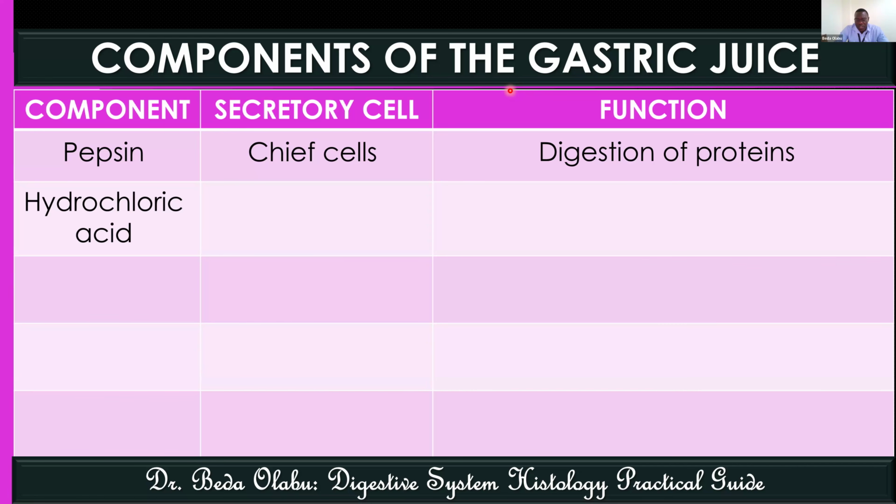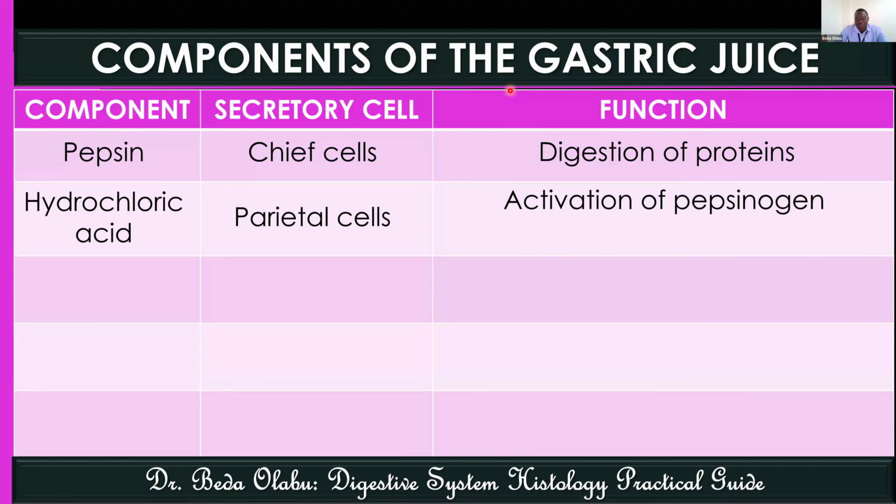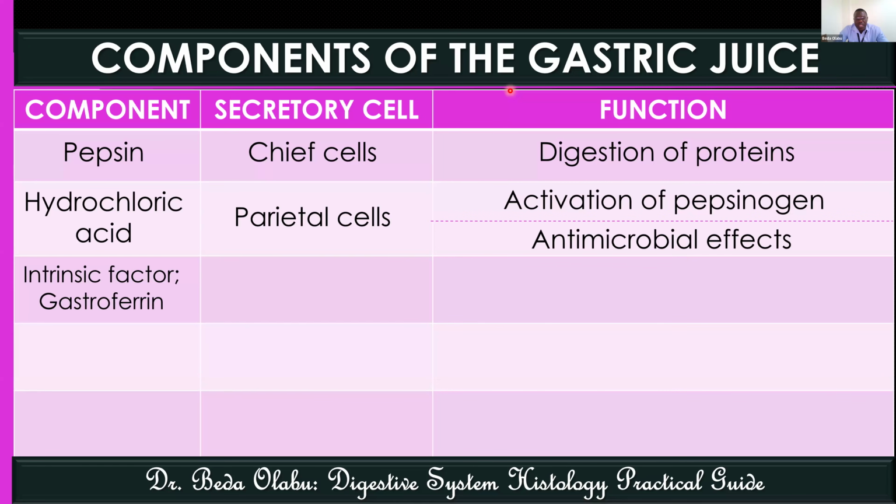The acid of the stomach is in the form of hydrochloric acid. It's produced by the parietal cells. The role of the acid is to activate pepsinogen to pepsin, but it also has antimicrobial properties. Intrinsic factor and gastroferrin are also produced by the parietal cells.